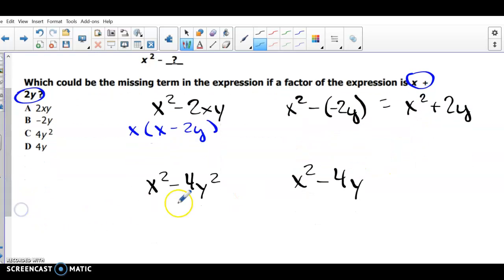For this one, difference of two perfect squares. So one's going to be plus, one's going to be minus. Square root of x squared, square root of 4y squared is 2y, 2y. That looks good because that's what I'm looking for. So this could possibly be one of my answers. And then the last one, I don't have a square, so I can't take anything out, no factors. So the only one that's possible is the 4y squared.